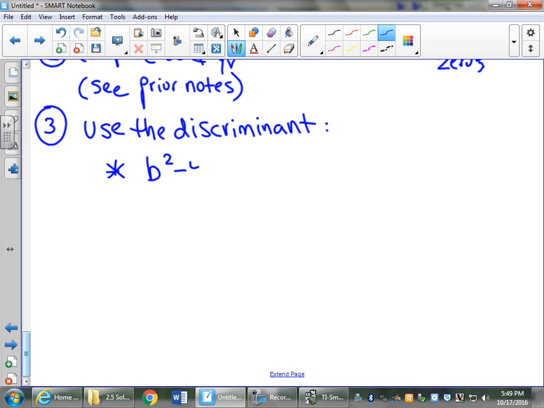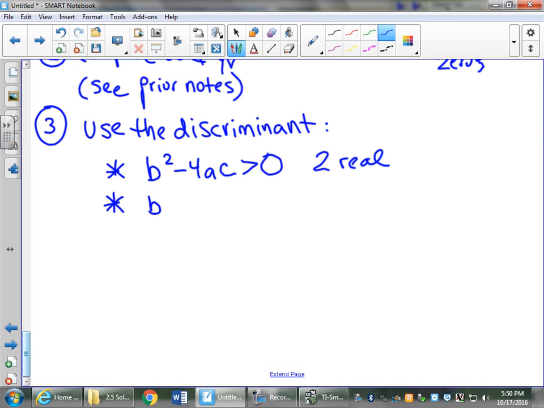If the b squared minus 4ac is greater than 0, okay, so that means you have a positive number for b squared minus 4ac. If you have a positive number underneath a radical, you're always going to get two solutions. So when this happens, you're going to get two real solutions.